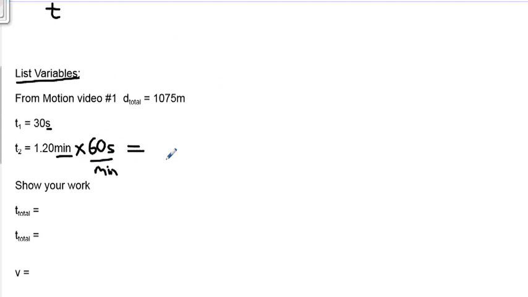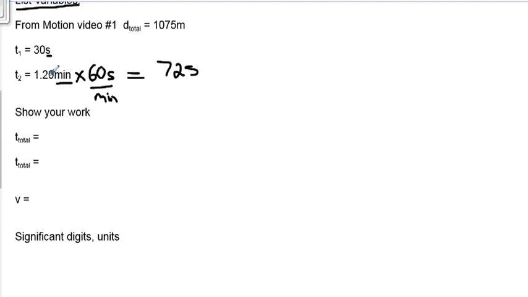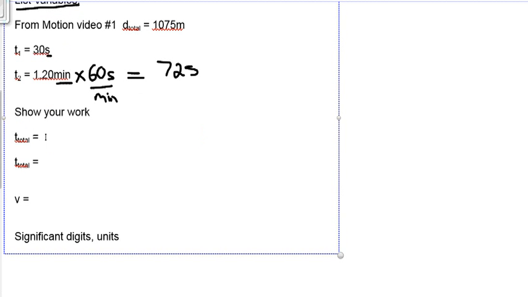When I do that multiplication, I get 72 seconds. Now I can calculate what our total time is going to be. So I'll add time 1 and time 2 together. So 30 seconds plus my 72 seconds. Our total time is 102 seconds.